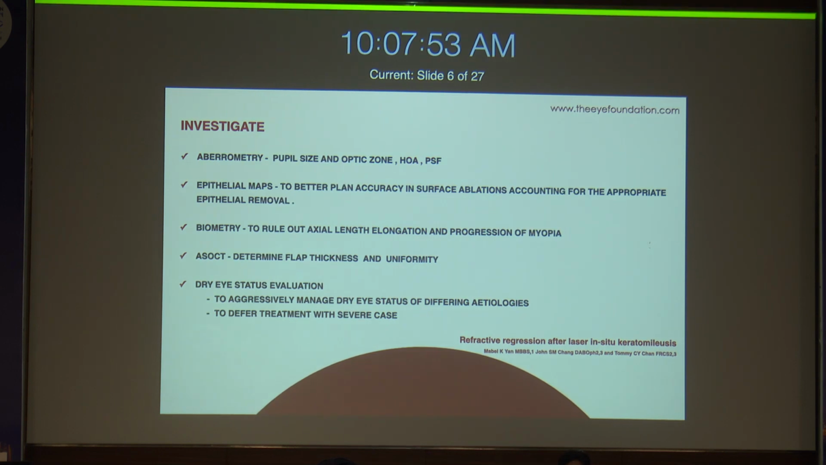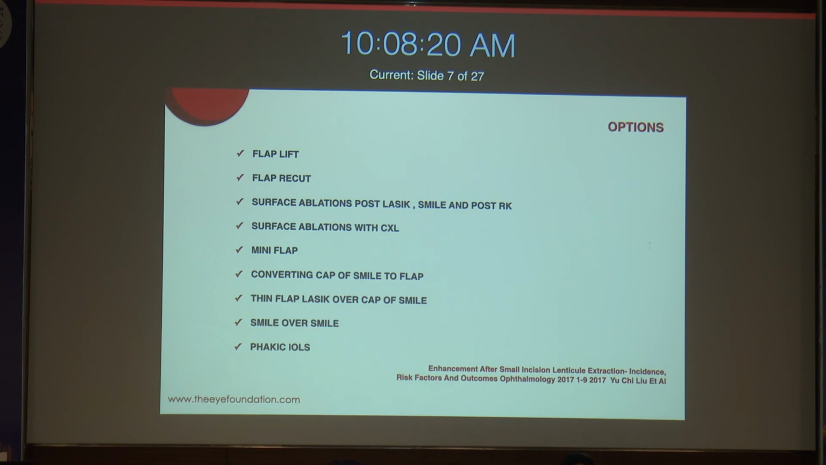Look at aberrometry without fail. Is the optic zone okay? Are the higher order aberrations more? Is the point spread function more? Do you need to enlarge the optic zone? Do you need to do something more when you're treating this patient? Look at the epithelial maps. The thickness of the epithelium will help you plan your enhancement. Please, without fail, do a biometry in all these patients. Do an ASOCT to understand the flap thickness and the uniformity of the flap. And if it is a dry eye status, please treat it before you do enhancement.